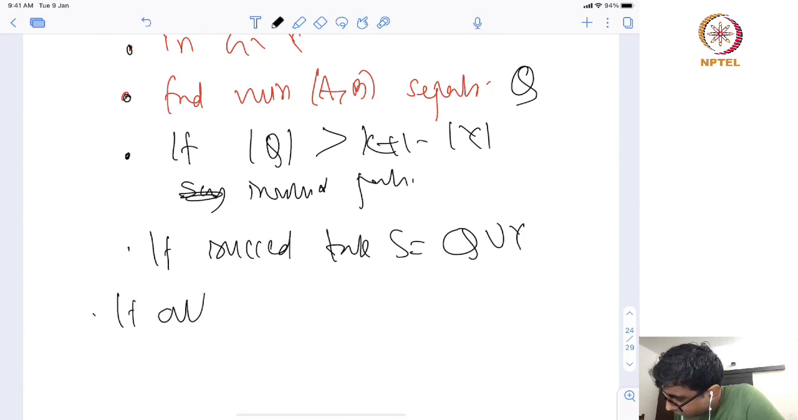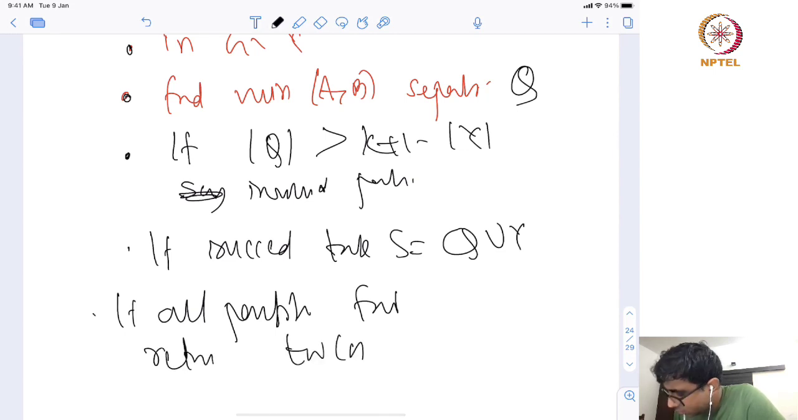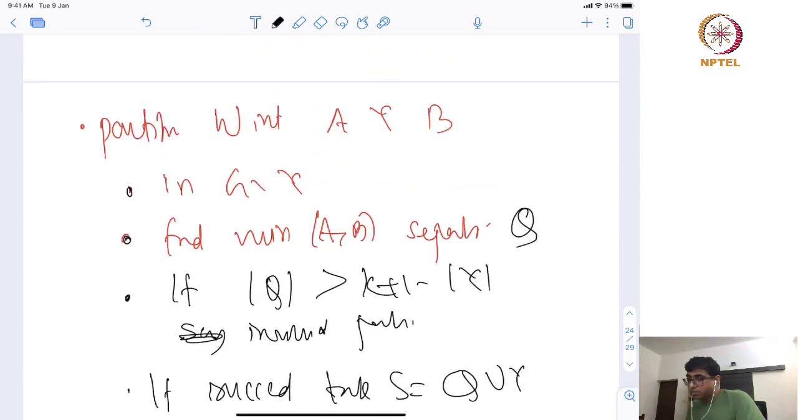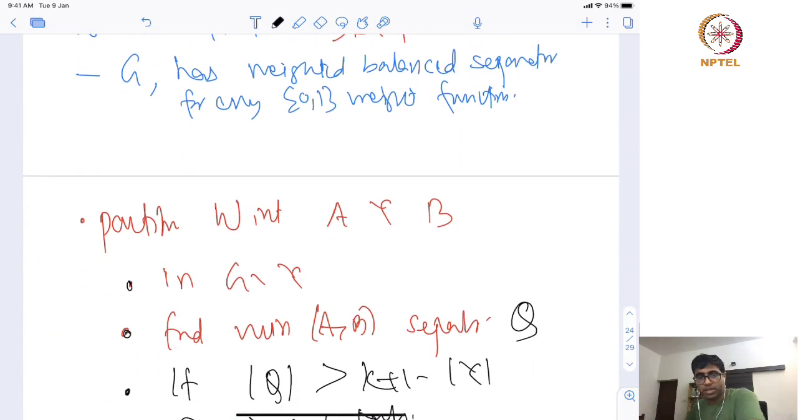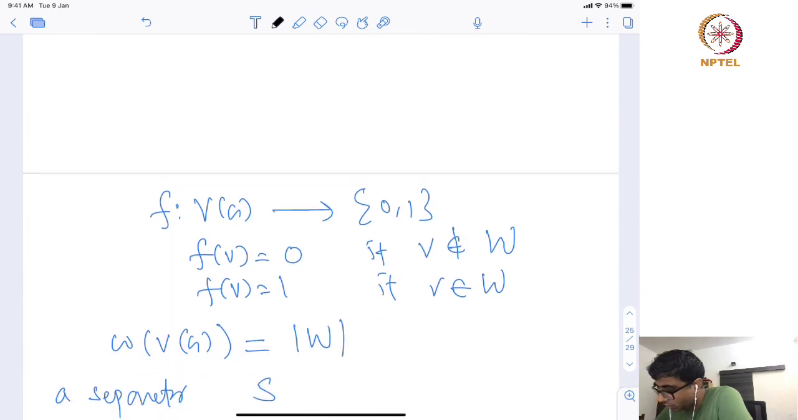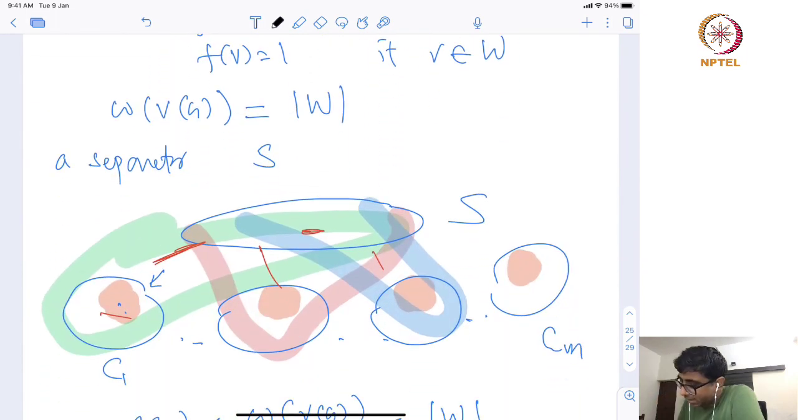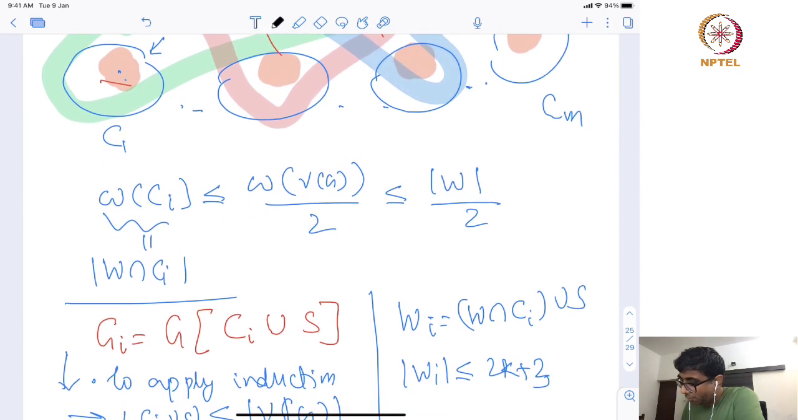If all partitions fail, return that the tree width of G is more than K. So this is what we did. Now we needed this balanced separator, so we will apply this algorithm and get this S. And what is the property of this?